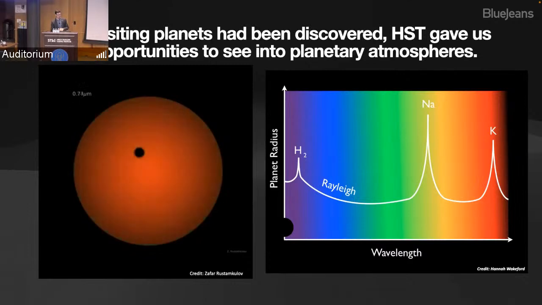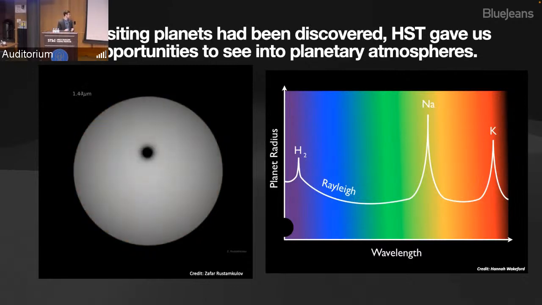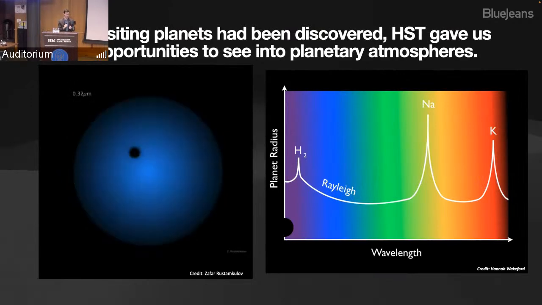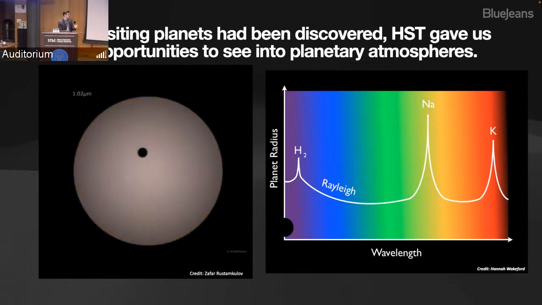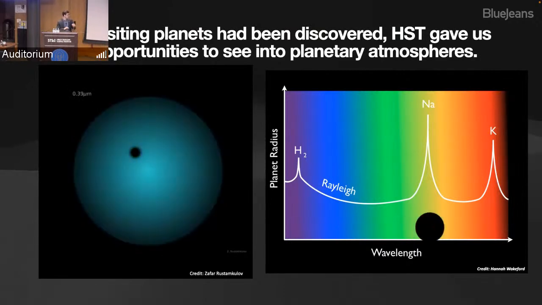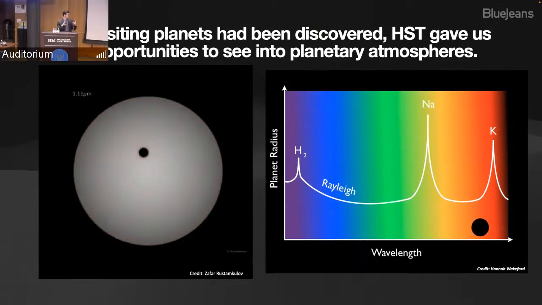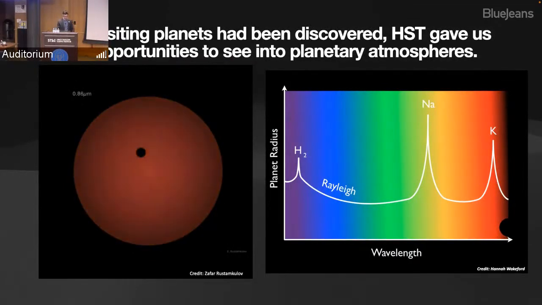Once we discovered transiting planets, the first one in the year 2000, Hubble gave us the first opportunities to see into planetary atmospheres. With the Hubble Space Telescope, we could observe a planet transit in multiple wavelengths, and you can see how the star and the planet appearance changes as a function of wavelength. To show that slightly differently, on the right here, we're looking at planet radius versus wavelength. Certain atmospheric features can cause changes in the transit depth, or the effective size of the planet that we see.